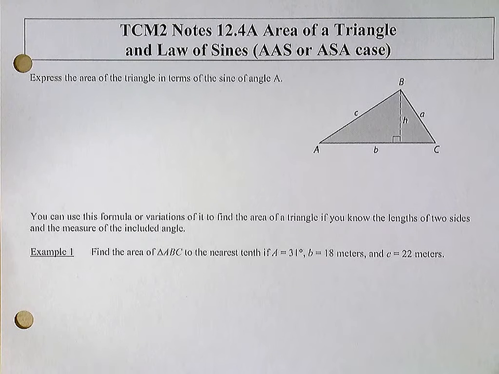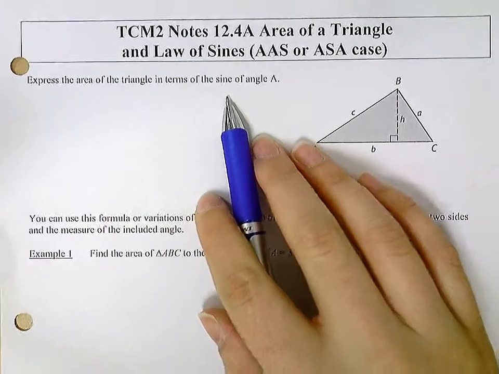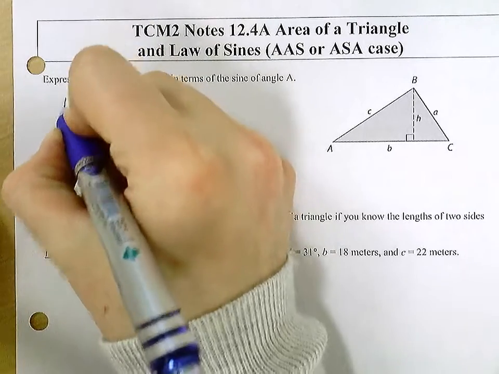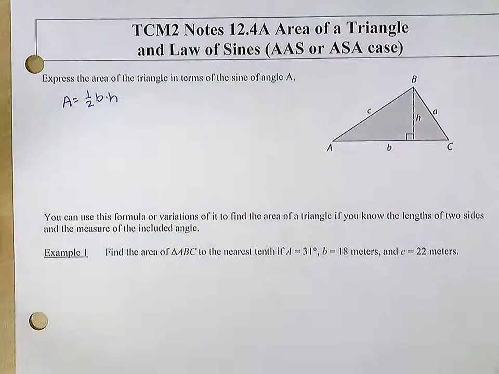So today we're going to go over finding the area of a triangle and law of sines within a triangle. So we can use sine to find area. So here we want to express the area of a triangle in terms of sine of angle A. So area of a triangle is 1/2 base times height.